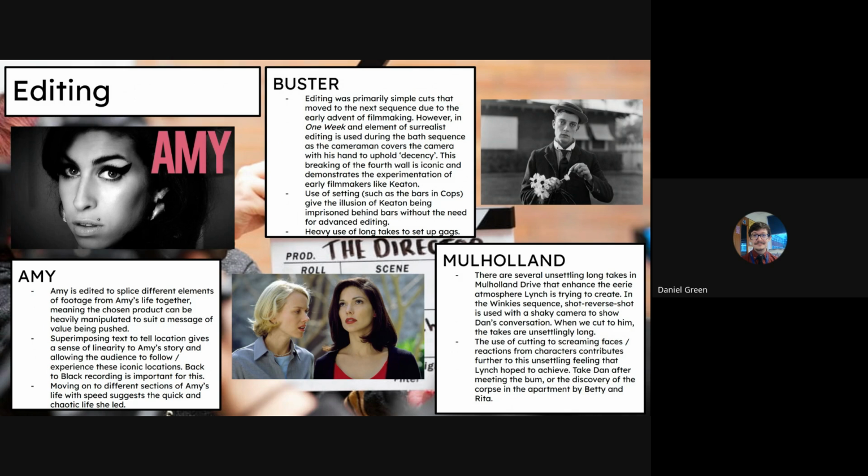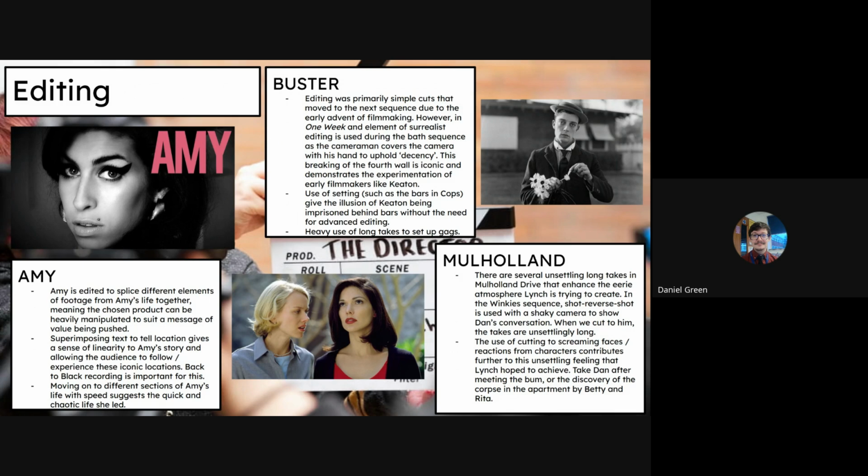Now, for Buster Keaton, editing is primarily quite simple cuts that are specifically there for continuity editing, moving on to the next sequence and continuing the story, or what loose elements of the story are present. However, One Week has an element of surrealist editing that I would draw upon if you're asked about editing, which is the use of editing in the bath sequence, because the cameraman covers the camera with his hand to uphold the decency of the subject he's filming.